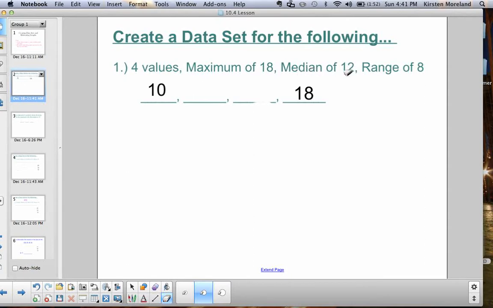The next thing is a median of 12. That's our very last piece of information. Now, the easiest way to do this with 4 is to just put 12 and 12. That makes a median of 12 because remember, if you have an even number, you add them and divide by 2. Another way to do it is to have 11 and 13 because the middle of those two would be 12. Both of those data sets would work.